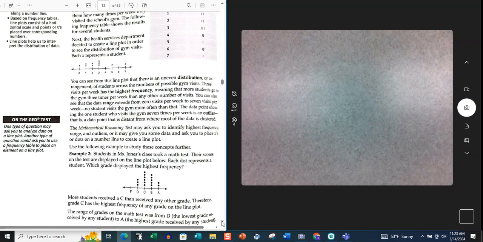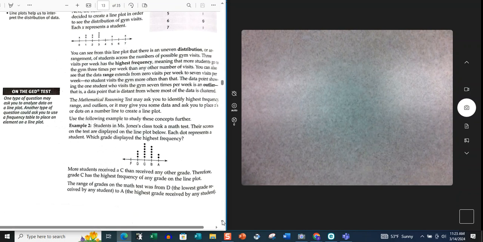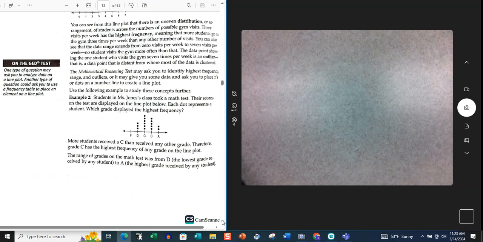It says here, use the following example to study these concepts further. Students in Miss Jones's class took a math test. Their scores on the test are displayed on the line plot below. Each dot represents a student. Which grade displayed the highest frequency? Okay, so now, if you notice here, the one that has the highest frequency has the most dots, which would be C. More students received a C than received any other grade. Therefore, grade C has the highest frequency of any grade on the line plot.